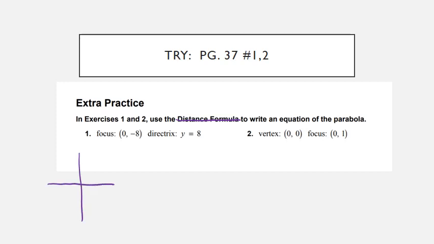Now we're not going to use the distance formula, we're just going to use our basic knowledge of a parabola. Okay, so if this tells me the focus is at (0, -8), well, how many is that? 1, 2, 3, 4, 5, 6, 7, 8. (0, -8) is my focus. My directrix is at the line y equals 8.